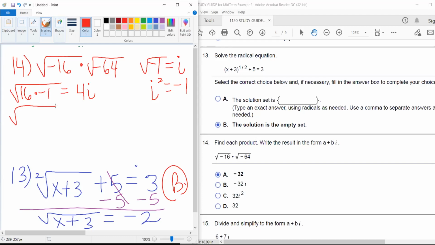Break down the -64 in similar fashion as 64 times -1. The square root of 64 is 8. And the square root of -1 is I. Now let's multiply our terms together. 4 times 8 is 32. And I times I is I squared.